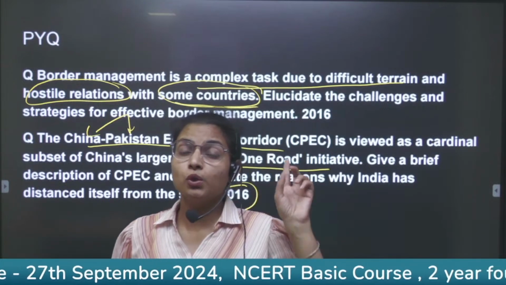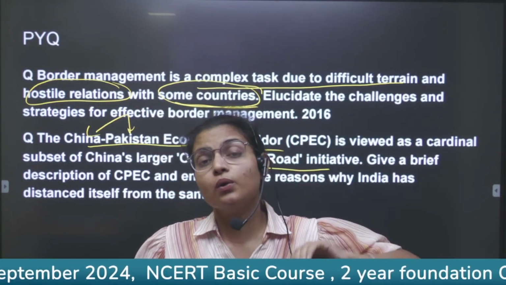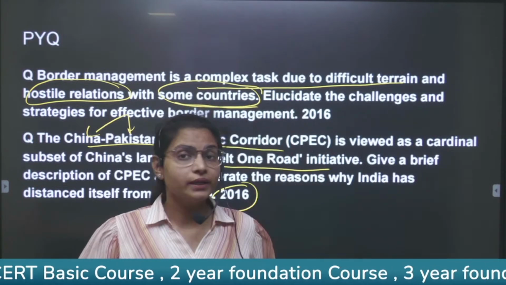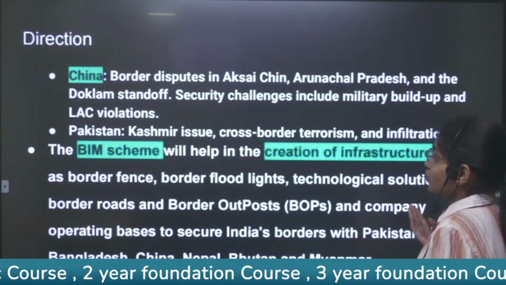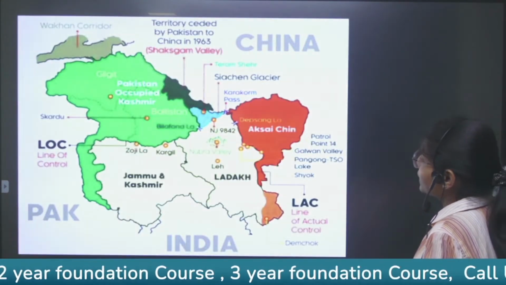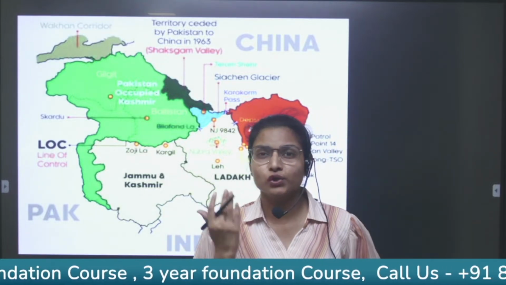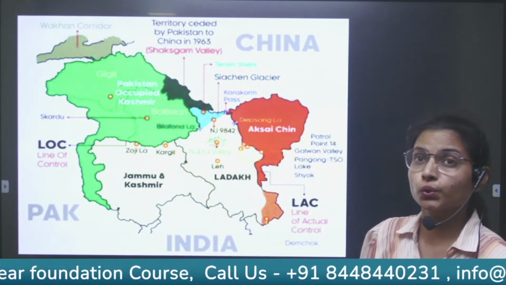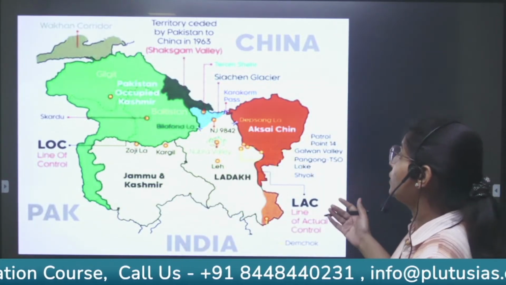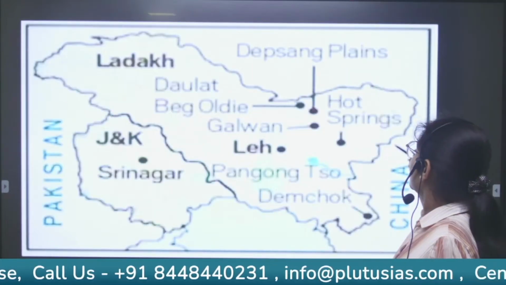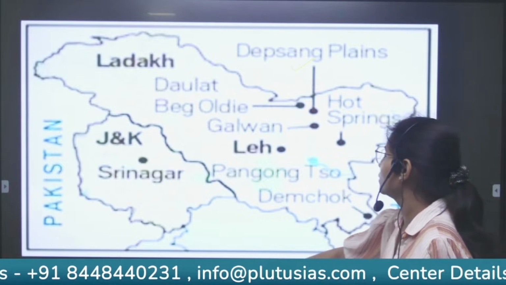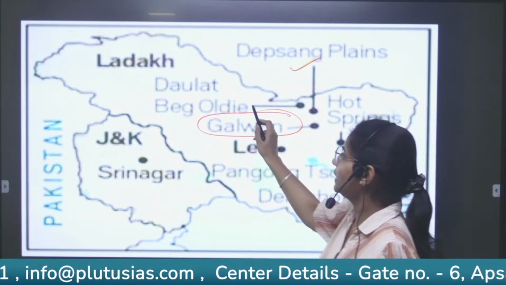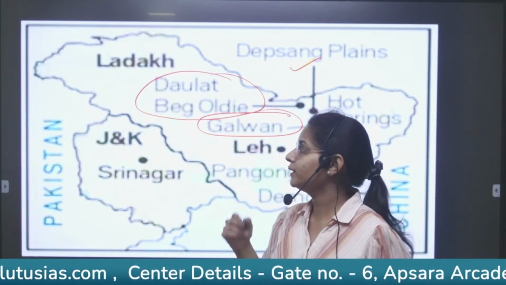Third thing, it was in the news throughout since 2020 that there was some kind of disputed area between India and China. You can look at this map. As I have already told you, you need to draw simple maps on the paper to show the disputed areas. Here you can show the Depsang Plains, this was in the news. Then you can write about the Galwan Valley, and in fact Daulat Beg Oldi was in the news.